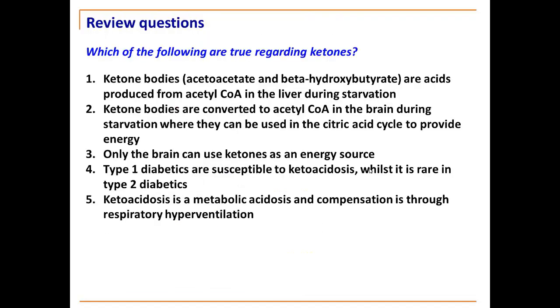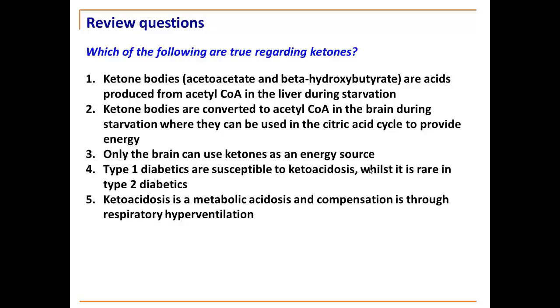So finally, I've got a question for you to think about. So press pause and have a little read of the following and say true or false in each case. Okay, number 1. Ketone bodies or keto acids, the main ones being acetoacetate and beta-hydroxybutyrate, are acids produced from acetyl-CoA in the liver during starvation.